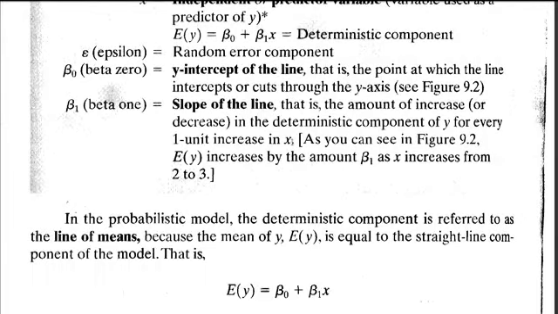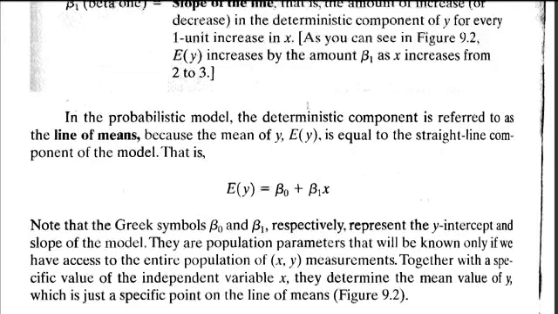In the probabilistic model, the deterministic component is referred to as the line of means. So the deterministic component is referred to as the line of means because the mean of y, E of y, is equal to the straight line component of the model.